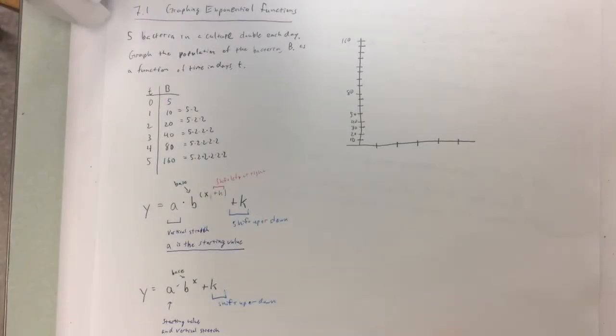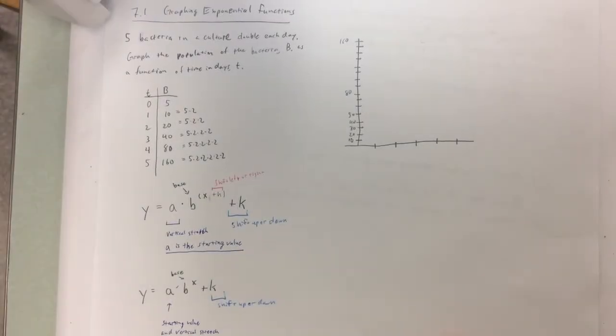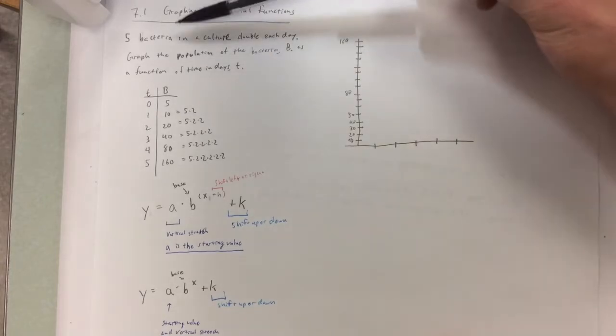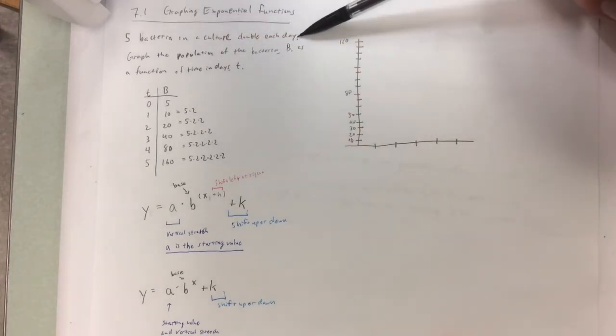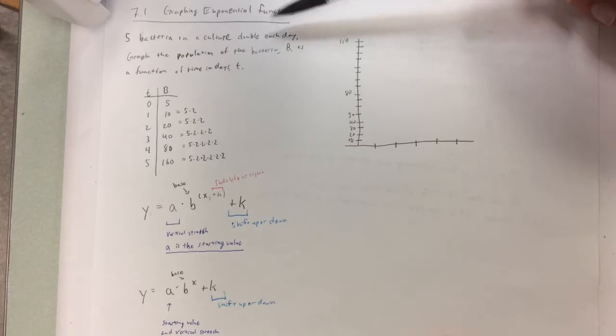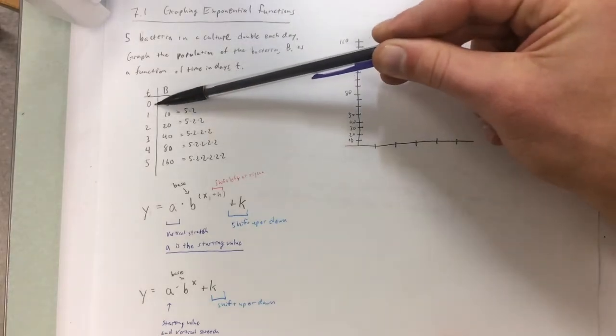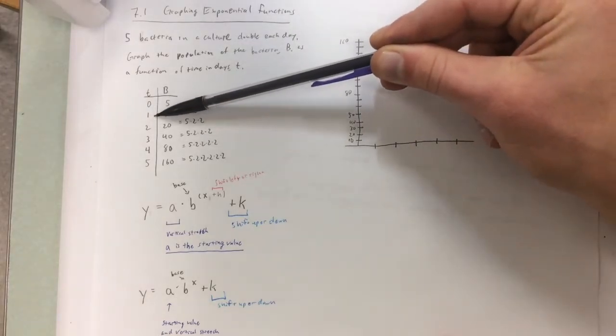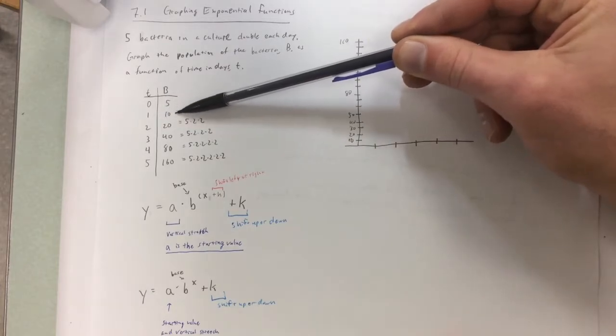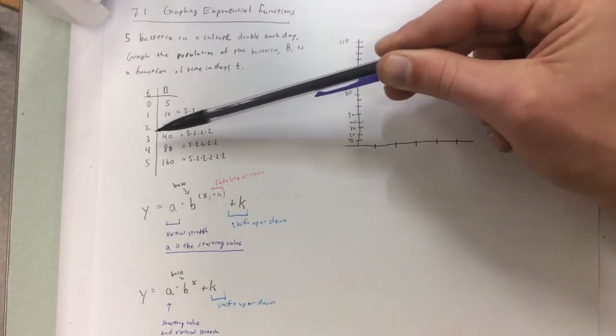In section 7.1, we're going to be looking at graphing exponential functions. First, let's get an idea of where an exponential function can be found. Got an example here. 5 bacteria in a culture double each day. So on the first day, day 0, there was 5. After 1 day has been completed, there's twice as much, so there's 10.